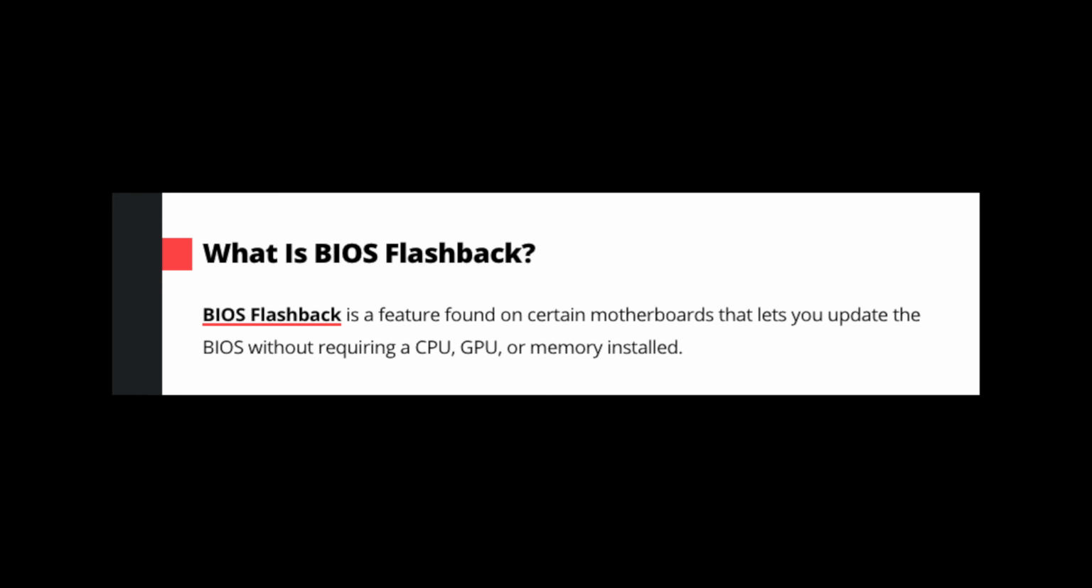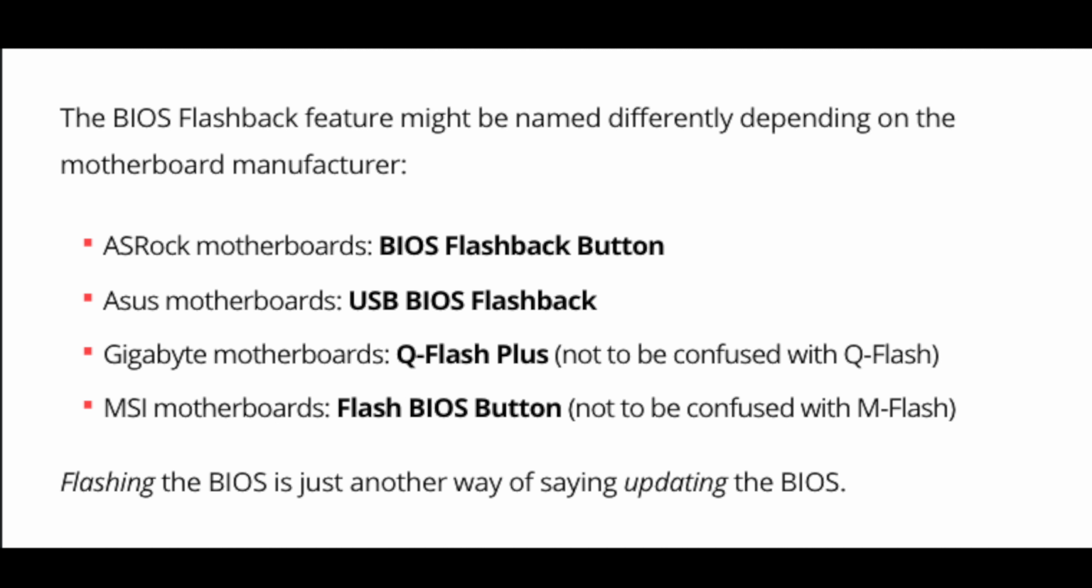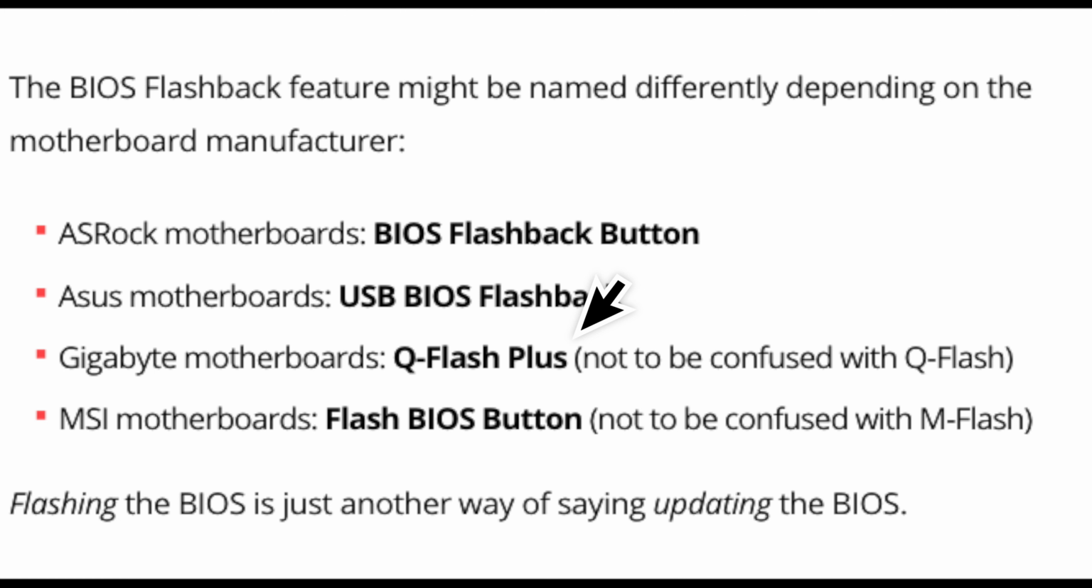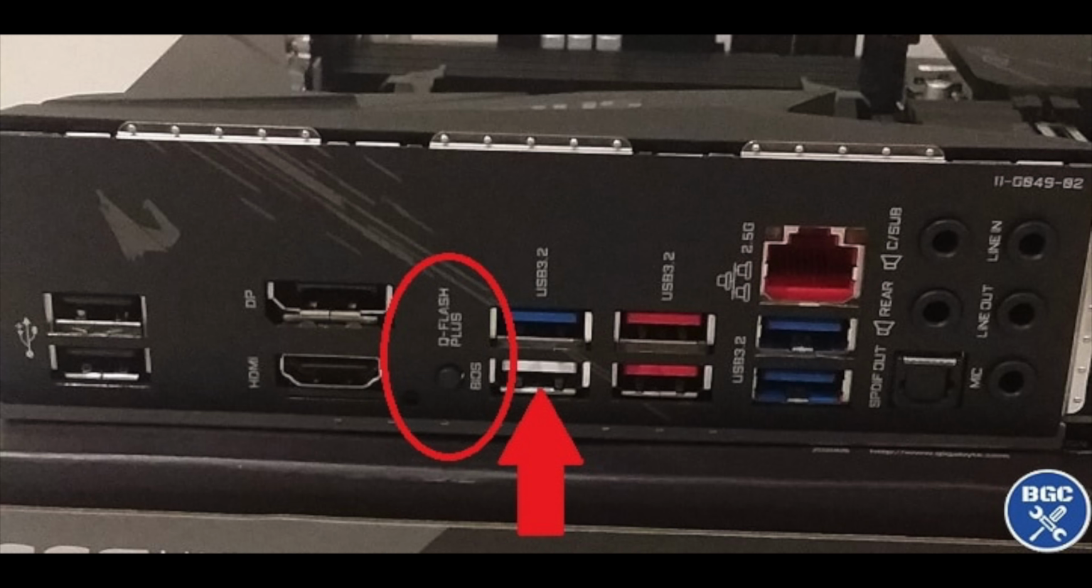BIOS flashback will allow you to update your BIOS without a CPU or some other parts. Basically all you need is power to the motherboard and a supported USB stick with the latest BIOS file on it. Most motherboard manufacturers have what's called the BIOS flashback button, except Gigabyte, they call it the Q-Flash Plus. Make sure that Plus is there, because if it's just Q-Flash, you still have to go into BIOS and then update the BIOS from there. This motherboard feature is not a requirement, but it just makes life a lot easier.